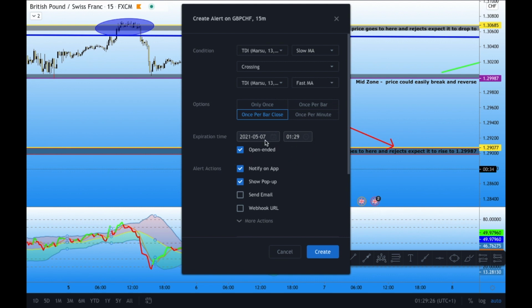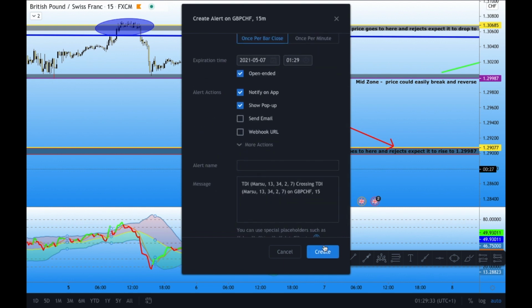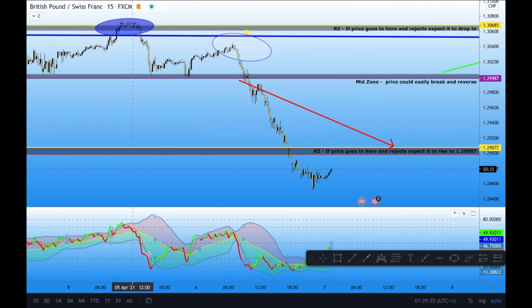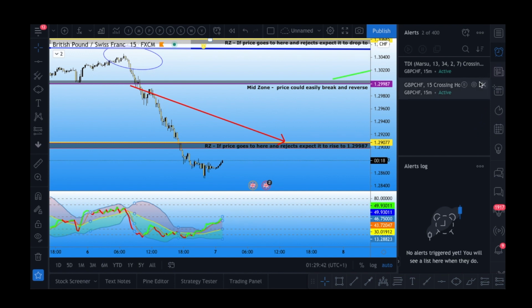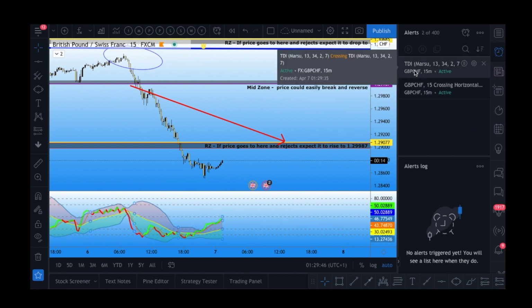Or you can set it to a certain time you want it to be, but for me, I always leave it on open-ended, and then I can do the same thing. I can write a message here if I want to, and I can go to create. Now, you might not see an alert symbol pop up here to show that you have created the alert, but it will show me that there's an alert that pops up right here once again. As you can see, TDI, GBP-CHF, active. So once it gets triggered, it will come down here.